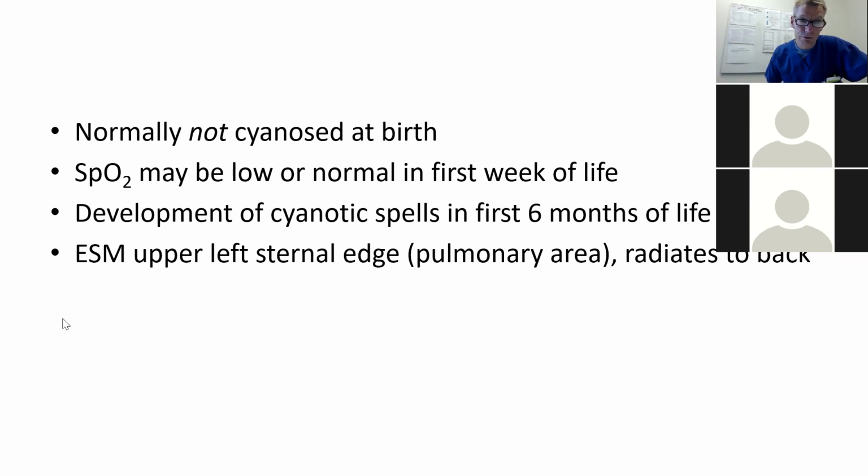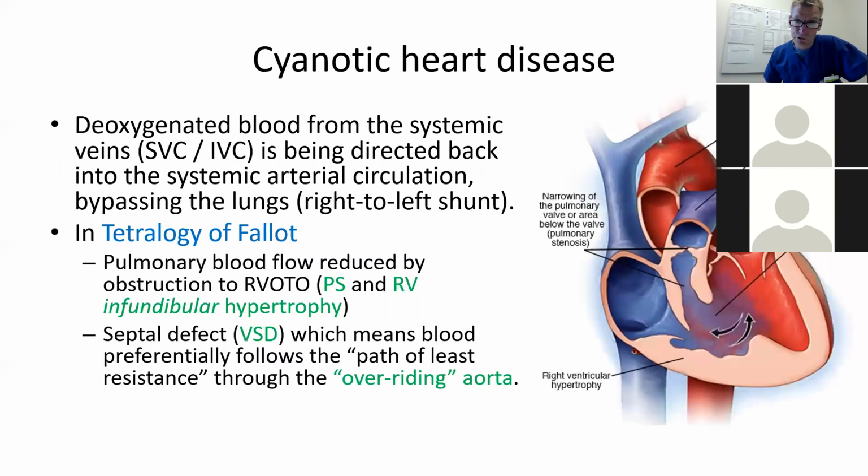With the tetralogy of Fallot, there's usually an ejection systolic murmur. So we talked last week about different murmurs, and the ejection systolic murmur is typically at the upper left sternal edge, so up here in the pulmonary area, and it radiates typically to the back. Other conditions give you an ejection systolic murmur at the upper left sternal edge as well, and I'll explain later on how to distinguish these, but it typically radiates to the back. What you're hearing is the murmur of the blood going through the pulmonary valve, a jet of blood going through the stenosed pulmonary valve.